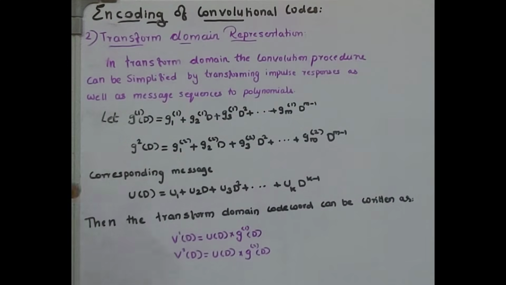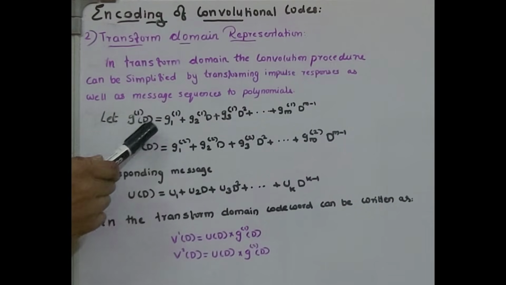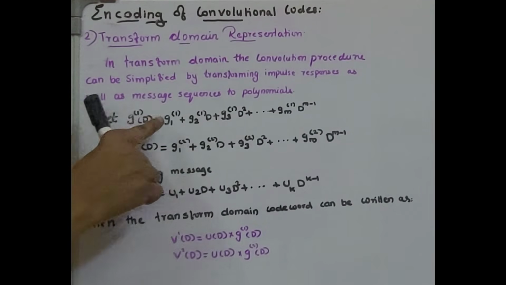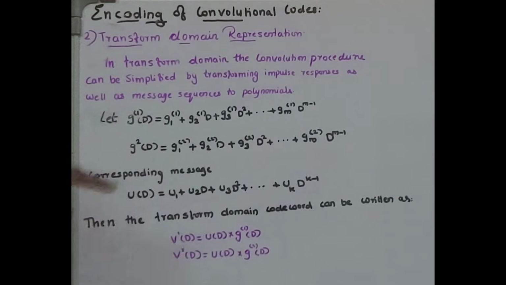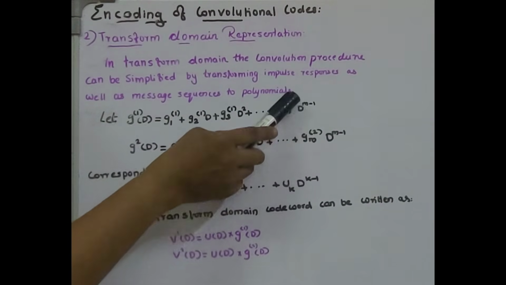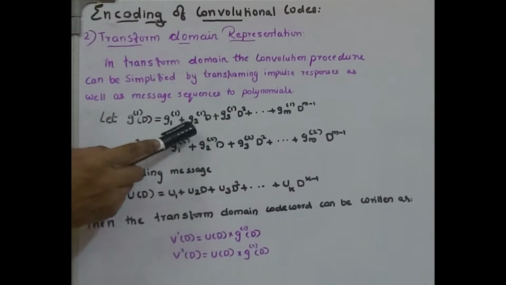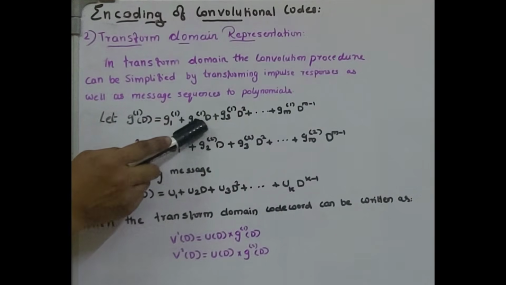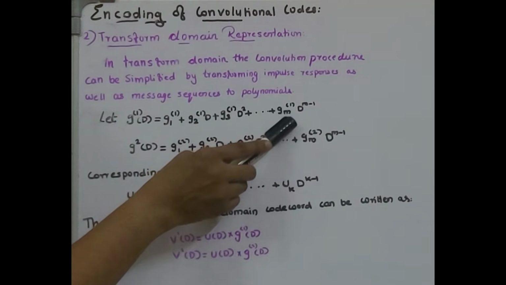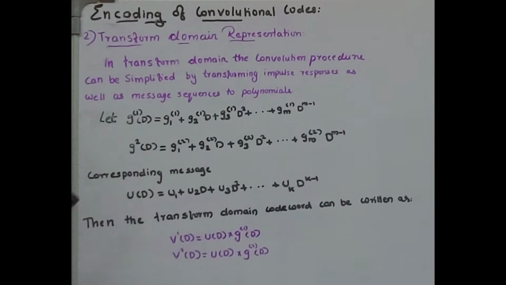So convert the generator sequence to a polynomial, that is for output G1. The generator sequence corresponding to output 1 is G1 and can be converted into a polynomial, that is G1(D) is equal to G11 plus G21 D plus G31 D square plus etc., plus Gm1 D raised to m minus 1, because the D starts here at G2. So when it is Gm, then D raised to m minus 1.